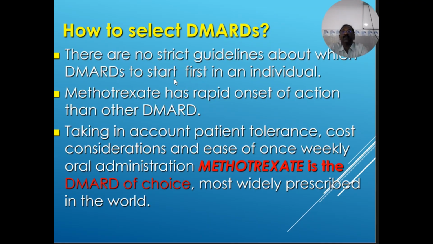How to select the DMARDs? There are no strict guidelines about which DMARD to start first in an individual. Methotrexate has a rapid onset of action compared to other DMARDs. That is very important. So even today, all over the world, the number 1 DMARD to be started is always methotrexate. Okay, the number 1 anti-diabetic drug started all over the world is metformin, both are letter M. Taking into account patient tolerance, cost considerations, and ease of once weekly oral administration, methotrexate is the DMARD of choice, most widely prescribed in the world and also most widely accepted by patients.